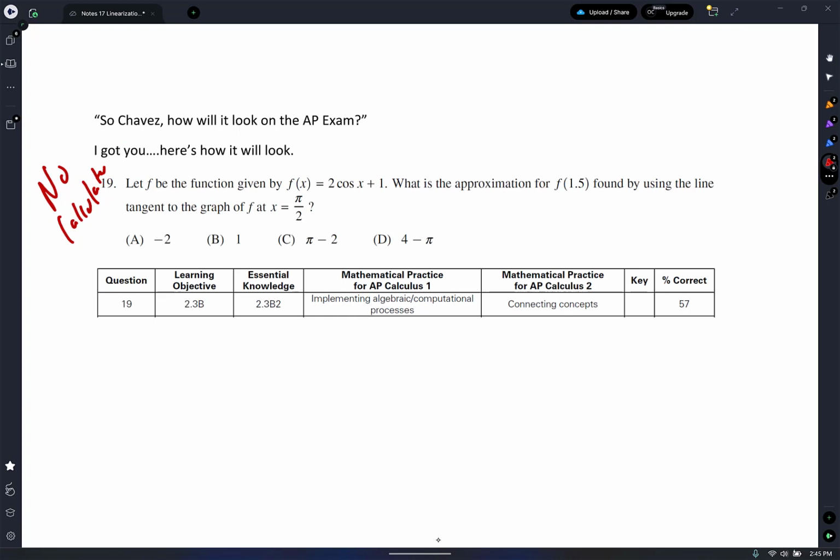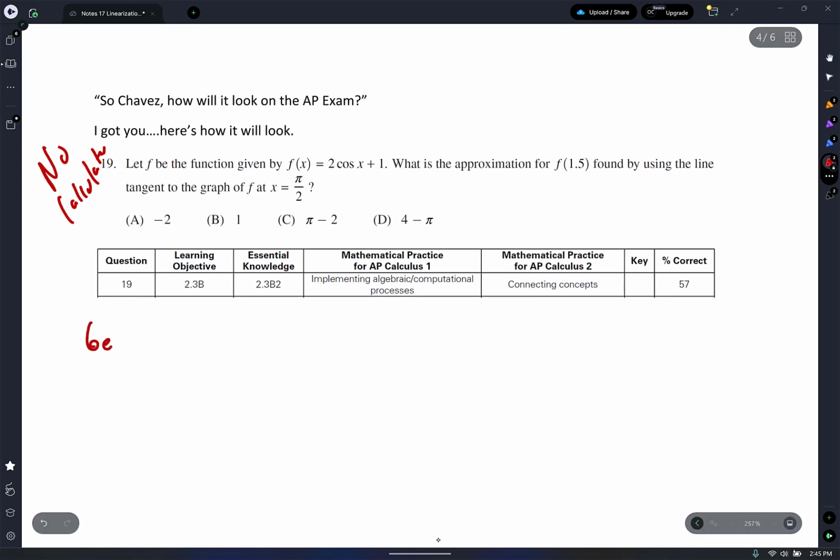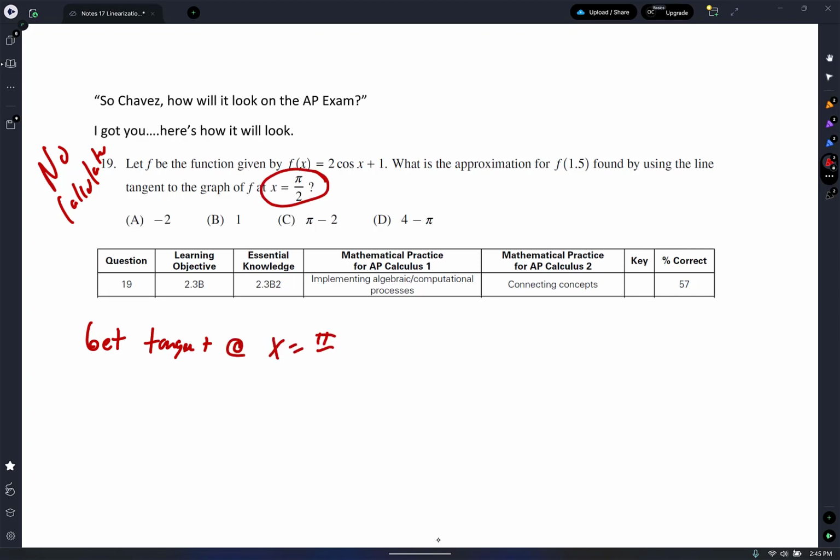All right. Here we go, guys. It's not as hard as you think. Find a tangent line first. Tangent at what value? At x equals pi over 2. So find the tangent line. What do you need for a tangent line? Point and slope. Are we cool with that?